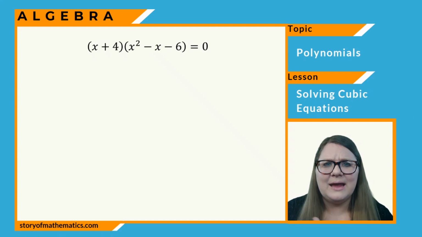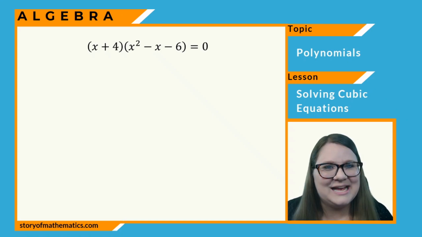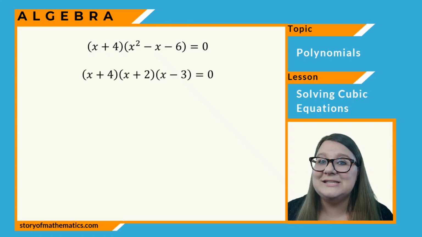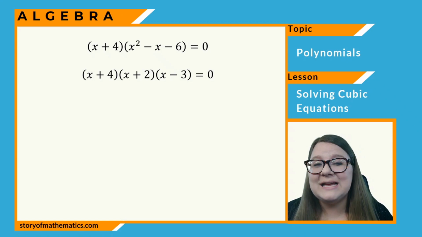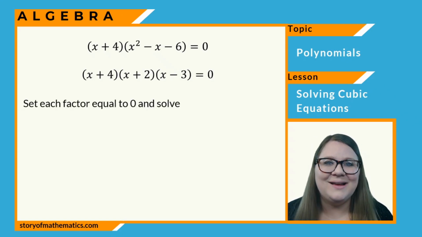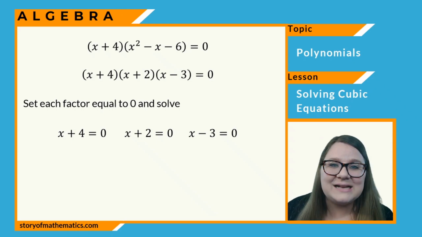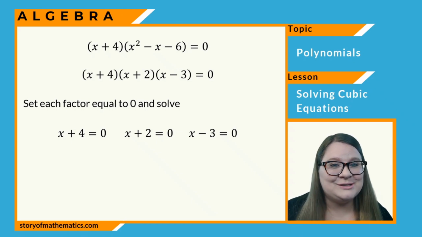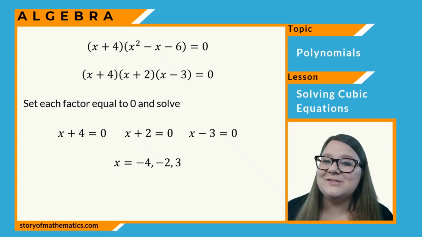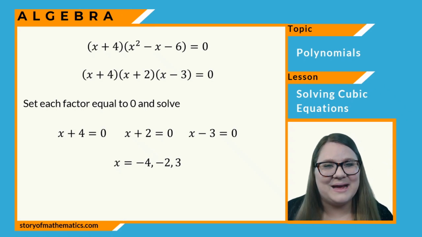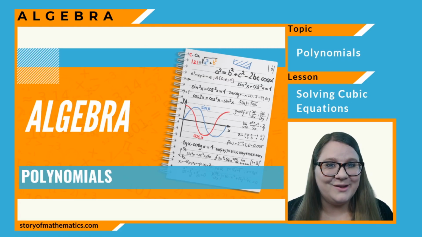And I look at this and I say, okay, I can actually factor this one more time. X squared minus x minus 6 can be factored into x plus 2 times x minus 3. So now I can set each factor equal to 0 and solve. So x plus 4 equals 0, x plus 2 equals 0, and x minus 3 equals 0 are my three equations. When I solve them, I get x equals negative 4, negative 2, and positive 3 as my solutions to the problem. And that's how you solve cubic equations.